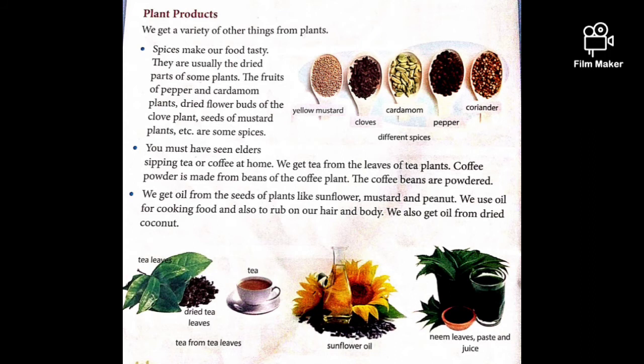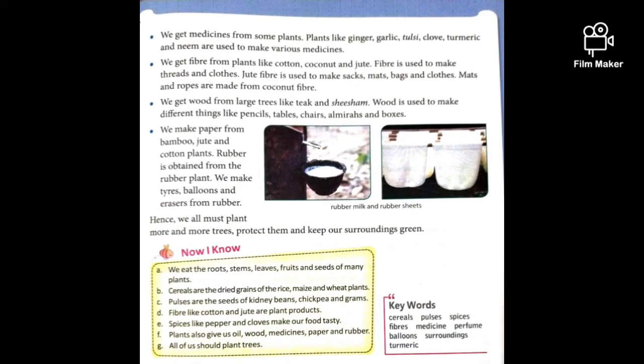Next plant product, we'll talk about the oil that we get from the seeds of plants like sunflower, mustard, and peanut. We use oil for cooking food and also to rub on our hair and body. We also get oil from dried coconut. Next, we'll talk about medicines that we get from plants like ginger, garlic, tulsi, clove, turmeric and neem. And we make various medicines out of these plants.